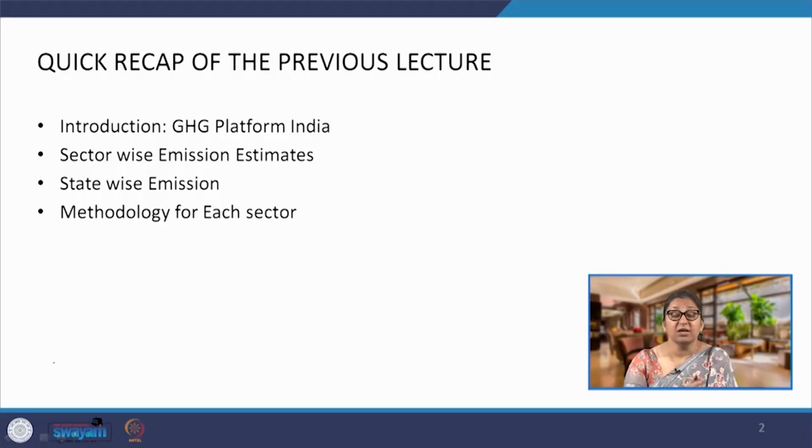Quickly looking at what we have studied in the previous lectures of this week, we looked at the India specific GHG programs. So, we looked at India GHG program and also the GHG platform India. We looked at the sector wise emission estimates, state wise emissions and also the methodology that has been used to calculate the emissions for each sector, which is actually coming from the standards and existing codes.